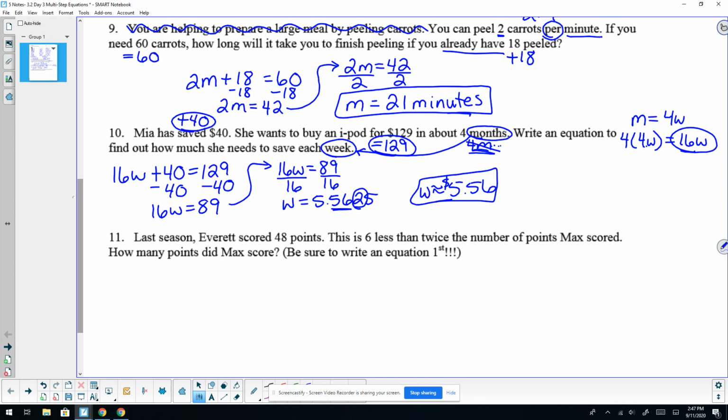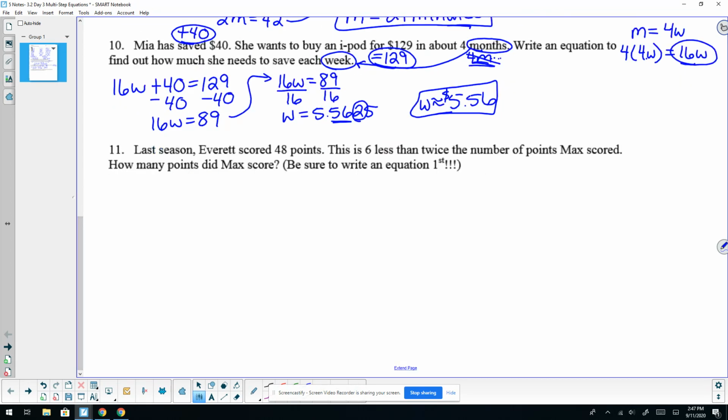Okay? On to the last problem. Last season, Everett scored 48 points. At this point, I'm not sure what I'm going to do with that 48, so I'm just going to keep moving until right now where it says this is. What they're saying with this is they're talking about the 48 points. So it says 48 points is. Is always tells me I'm going to use equals, so this is going to be where I have equals 48. So after the this is, we'll continue.